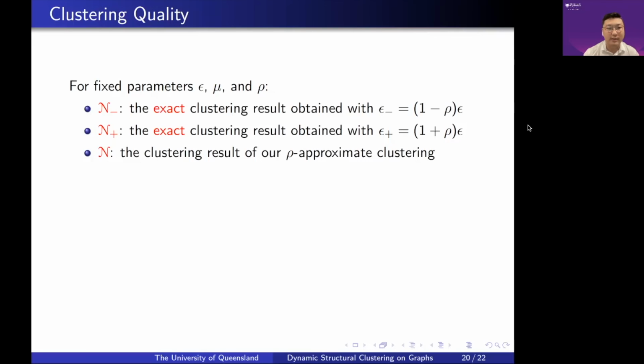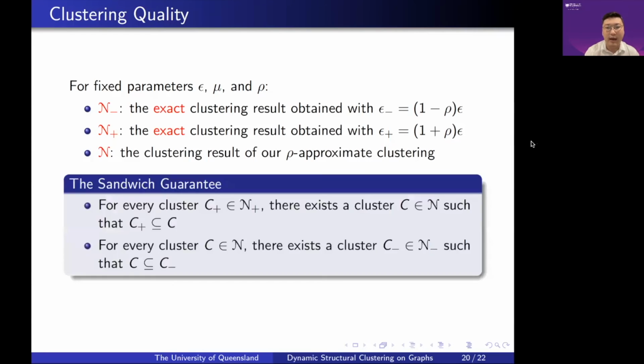For the clustering quality, we can guarantee that the clustering result of our rho-approximate clustering lies somewhere between 2 exact clustering results. We offer the sandwich guarantee. And when we set rho sufficiently small, the approximate clustering result of our algorithm can be very close to the exact clustering result. Please refer to our paper for more details on this sandwich guarantee.